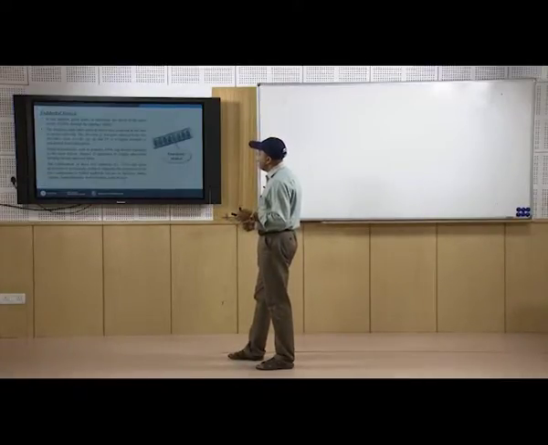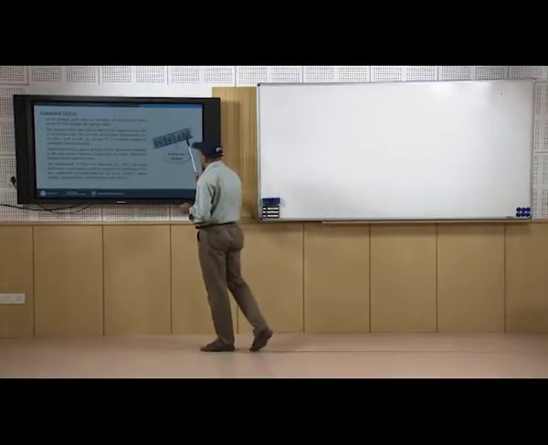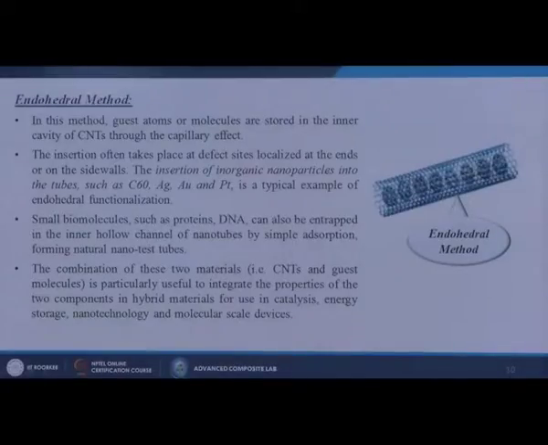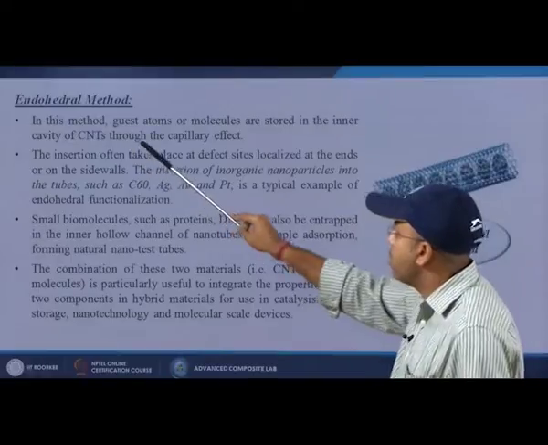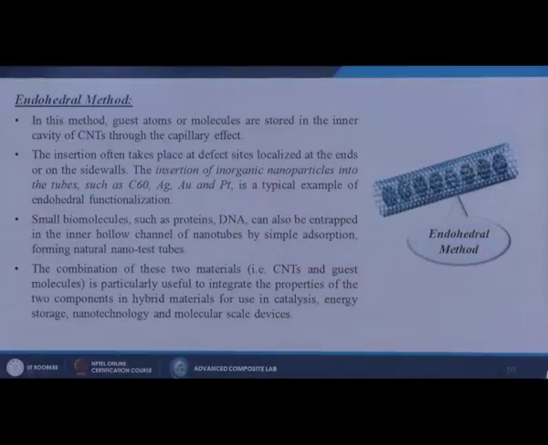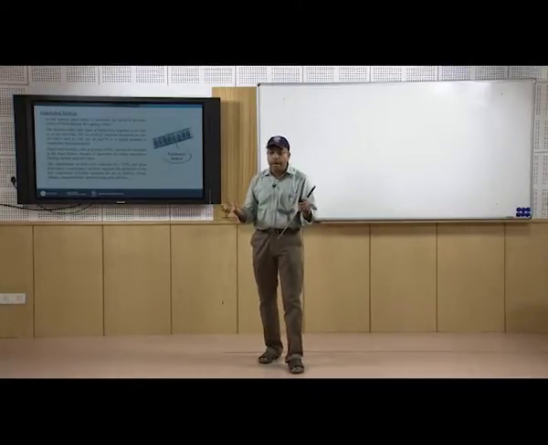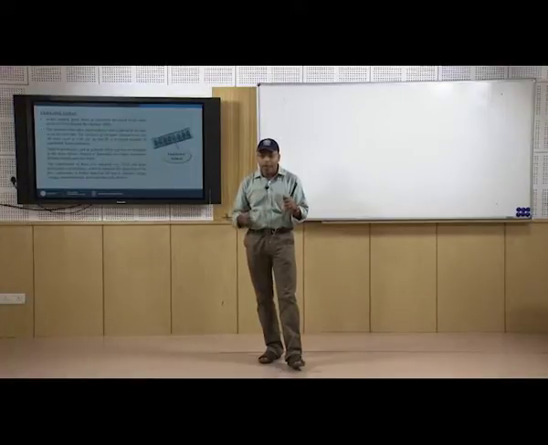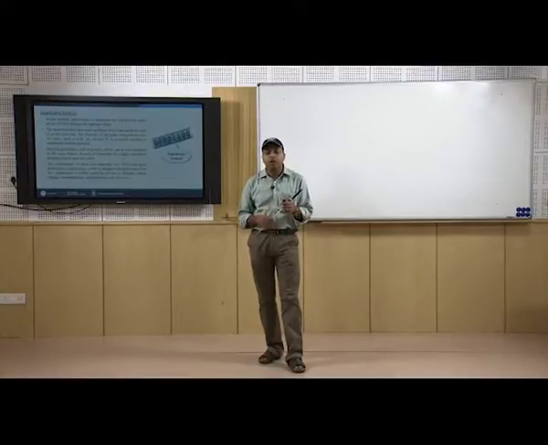Then there is another classical approach by which we can do the functionalization of our nanoparticles, that is called the endohedral method. In this method, guest atoms or molecules are stored in the inner cavity of the CNTs through the capillary effect. So you know what the CNT is? The CNT is nothing but a hollow tube. Both its ends are open and it is like a pipe. If there is one layer of that particular material, we call it a single wall nanotube. When there are multiple layers, we call it multi-wall carbon nanotubes.